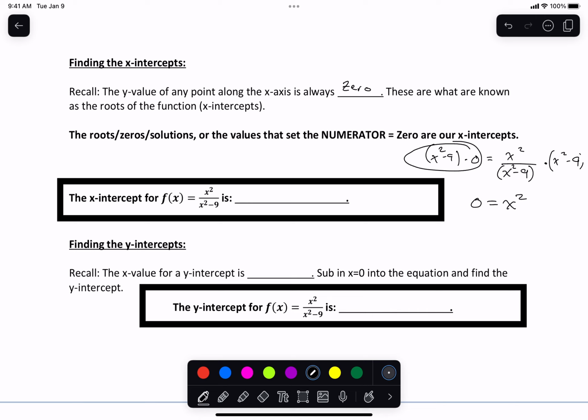And so sometimes in the numerator you can have a trinomial that you can factor and get 2 x-intercepts, just like everything we've done for the last year and a half. So in this particular instance, what value of x makes this left side equal right side true? Gabe? 0. Yeah. So the x-intercept here is going to be 0.